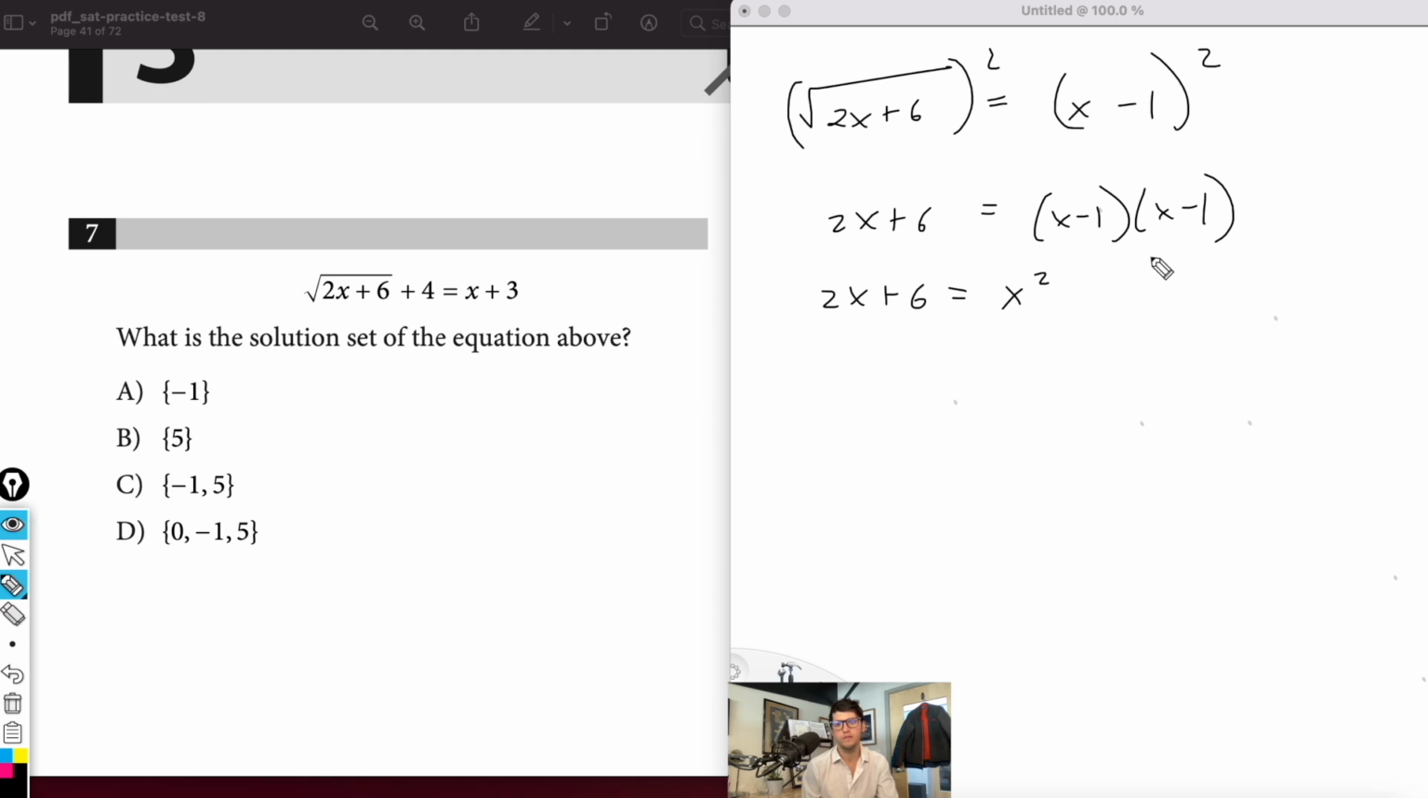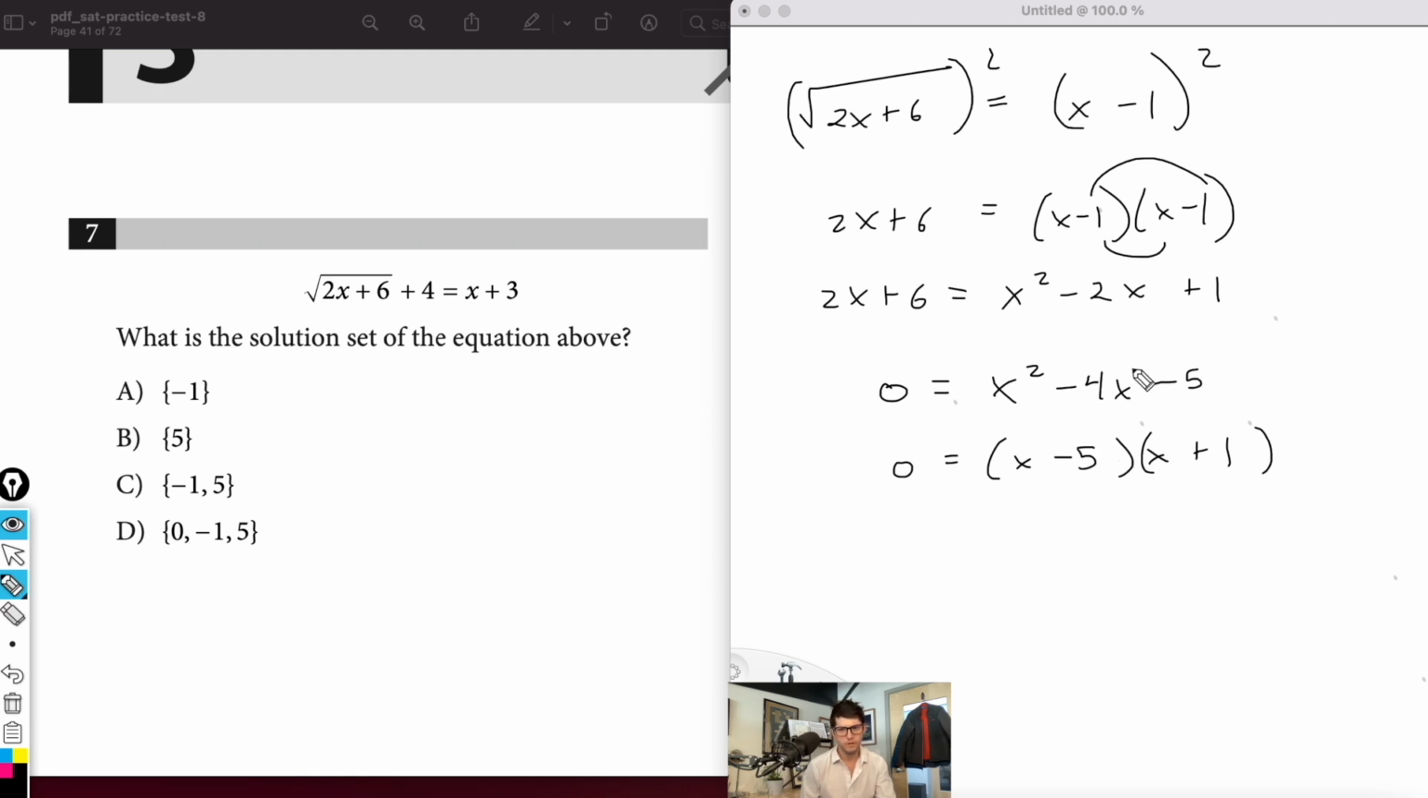X squared, two groups of -1x is -2x. -1 times -1 is +1. Subtract this stuff over, you would get -4x, and you would subtract 6 and get -5. Then you would factor. You would get a negative and a positive sign. In order to get this, I guess you would have -5 and +1. Right there, that gives you -5x and +1x for the -4x. Then you would think the x values are 5 and -1, and if you thought you were done, you would pick this answer and you'd be wrong.